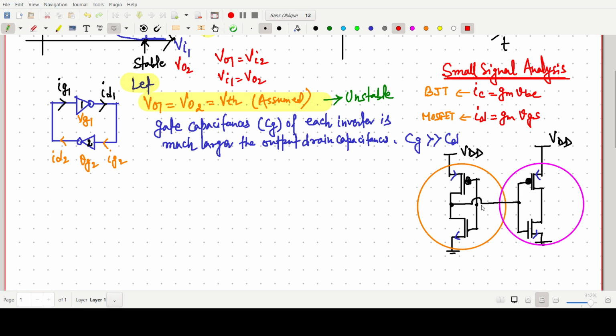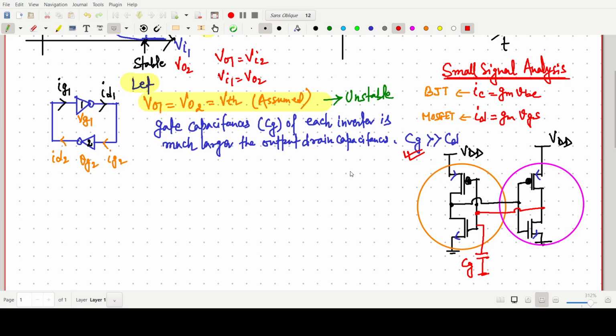Similarly, the input of the second inverter is connected to the output of the first one. Suppose this one I am saying 1. The output of 1 is connected to the input of this. For the time being, I am saying it has some capacitance value Cg, and some drain capacitances will be there. We are assuming that the gate capacitance is much greater than Cd.